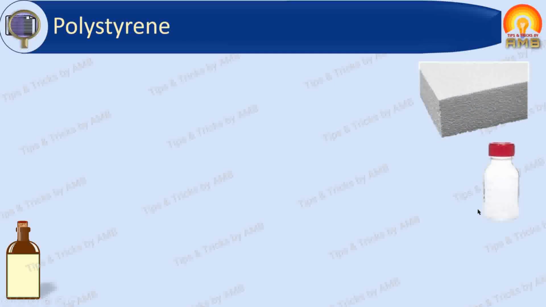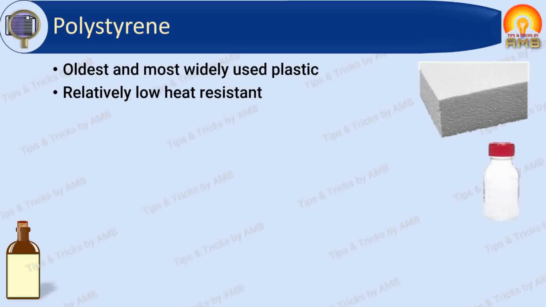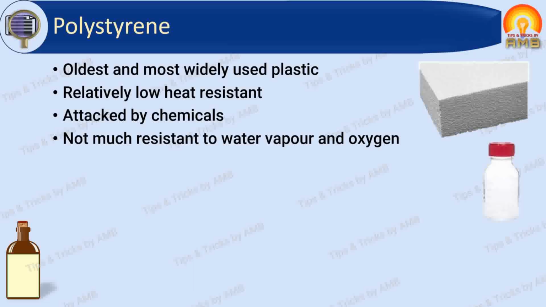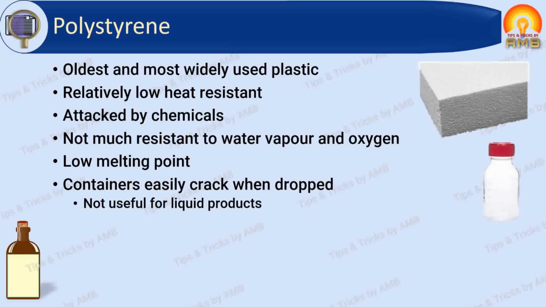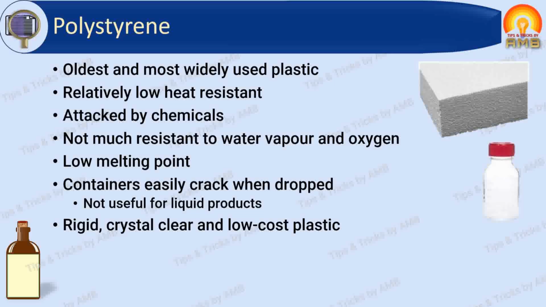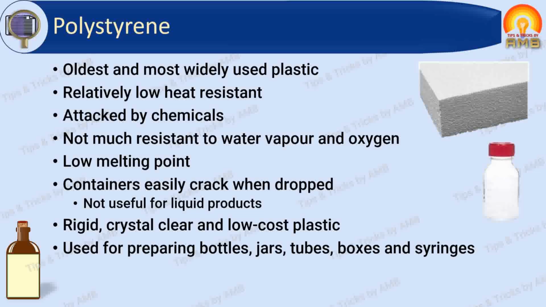Next type is polystyrene. It is one of the oldest and most widely used plastic, but it is relatively low heat resistant and is attacked by chemicals. Also, it is not much resistant to water vapor and oxygen. It has a low melting point and containers easily crack when dropped. Hence, it is not useful for liquid products. It is rigid, crystal clear and low cost plastic. It is used for preparing bottles, jars, tubes, boxes and syringes.